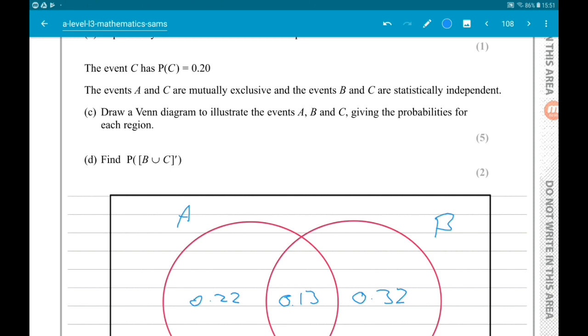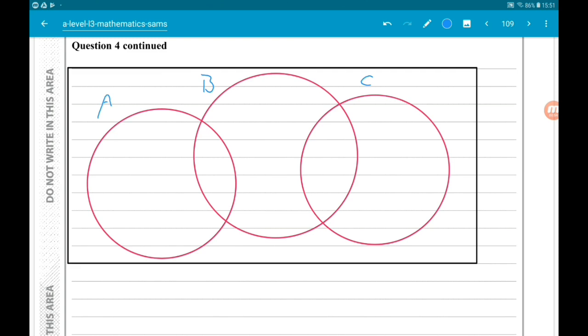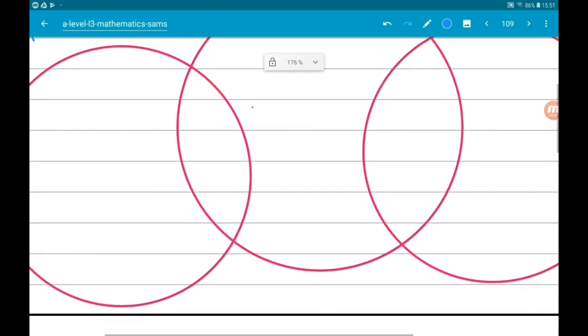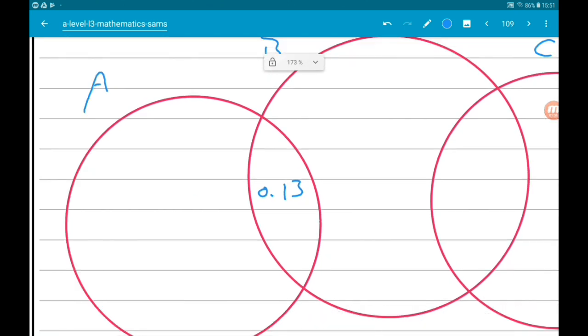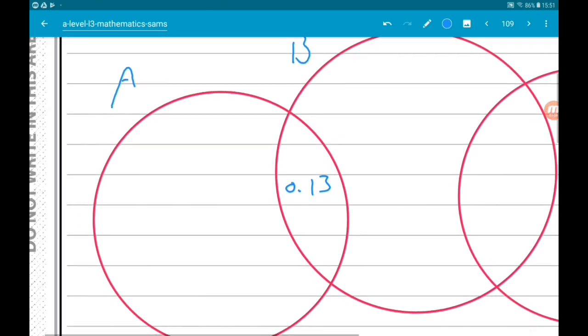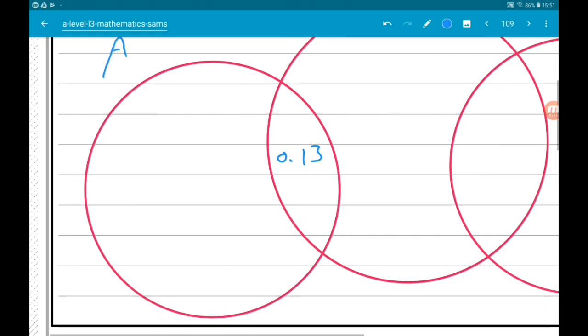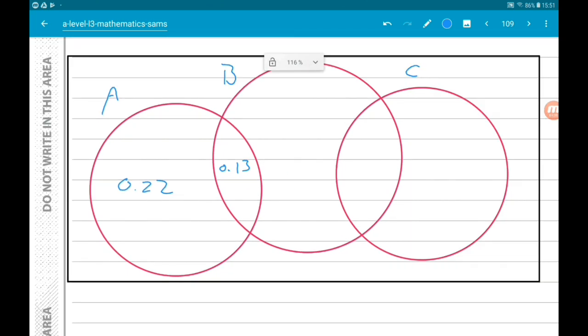Okay, so nothing has changed in the A circle because there's no overlap between A and C. So, straight away, we can put 0.13 in there between A and B, which puts 0.22 again in circle A.